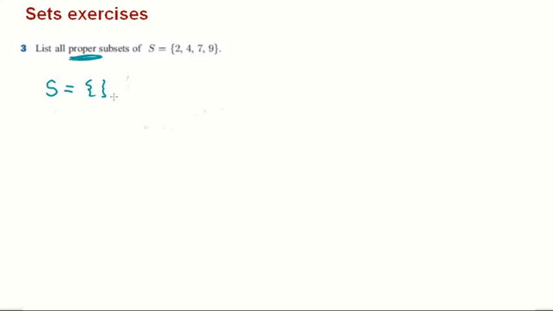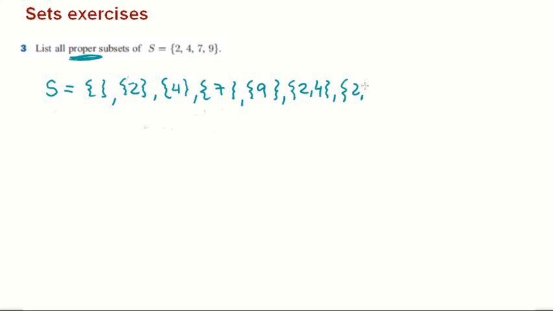So we could have empty, 2, 4, 7, 9. Now remember that we need to open and close the curly brackets because that's what means we're talking about sets. Now we can combine two by two, so we can look for pairs. So 2 and 4. We may have another combination, which is 2 and 7. We could combine 2 and 9.